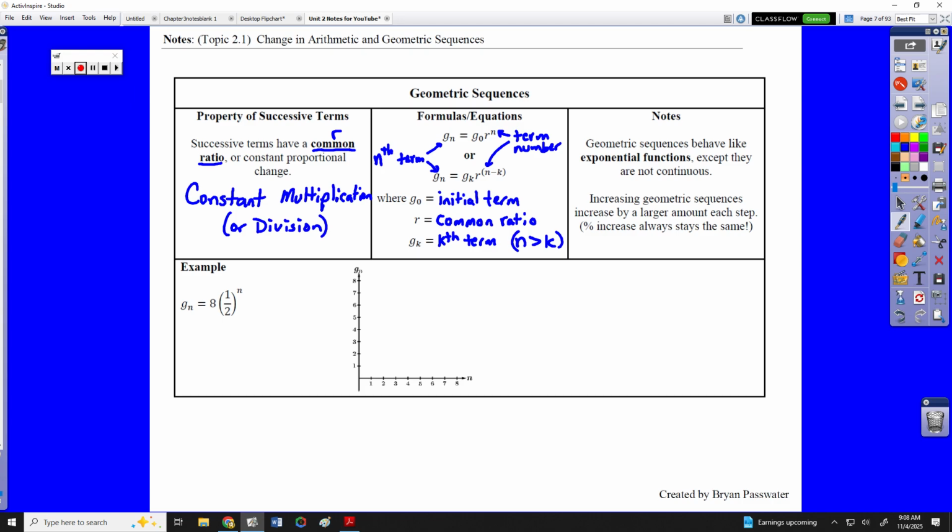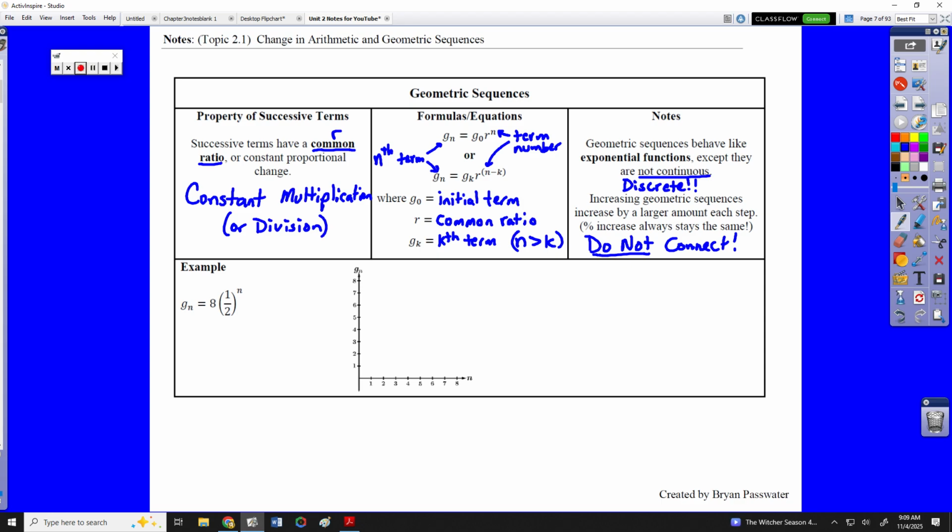Geometric sequences, they behave exactly like exponential functions, except they are not continuous, meaning they are discrete. Remember that what we're doing here is we are inputting whole numbers, and our output could be any real number. So we're not allowed to enter numbers that are not whole numbers. Our input, our domain, is the whole numbers. So this also means that when we get our graph, we absolutely do not connect the points in our graph. There's no curve, there's no line through them.